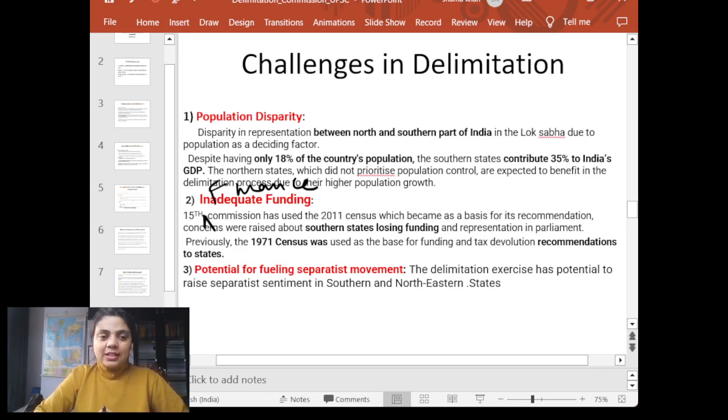So the debate is again hitting on the same thing: we followed the family planning and all, but still we are the ones who are seeing the negative consequence of that. Apart from that, we can see there is a potential of fueling separatist movement, again on the basis of the topic of north-south divide and the northern state. We can see they are also not much in population growth in comparison to the northern Indian states.